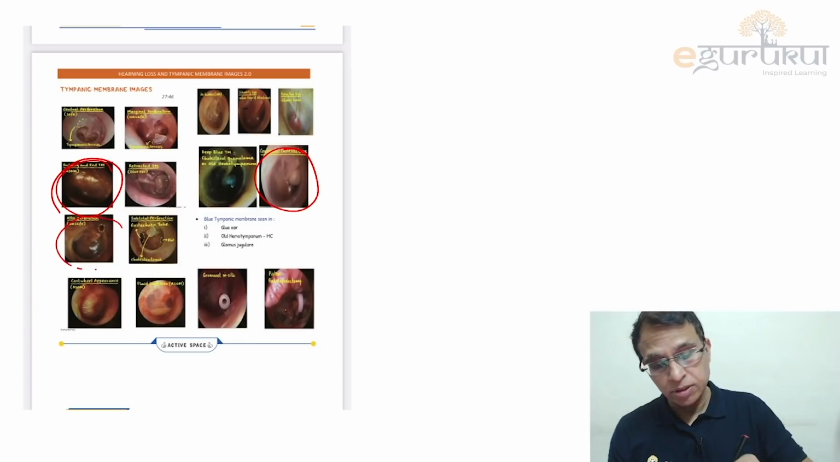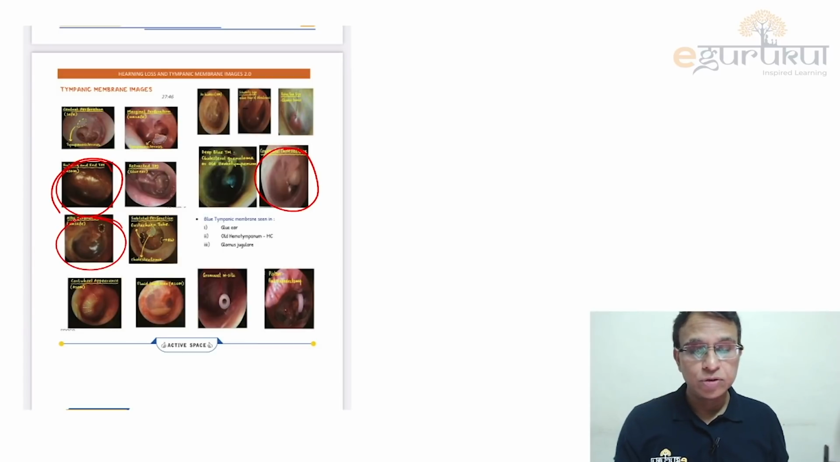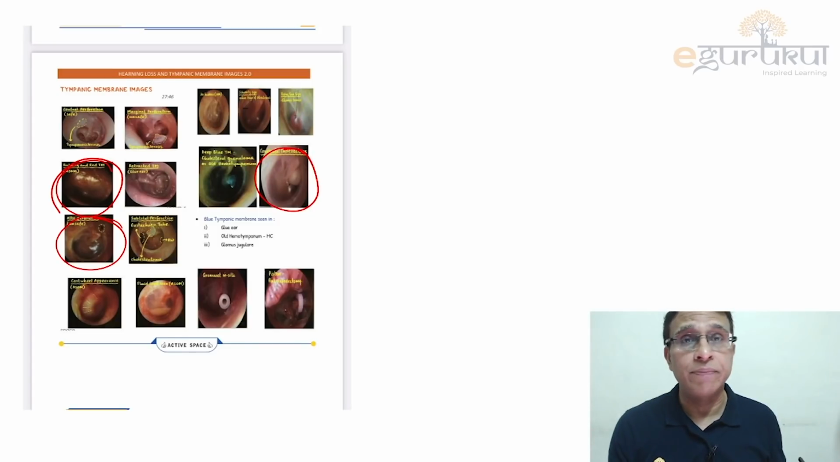Then this is like fluid in the middle ear. So many images of the tympanic membrane that you can see, and if you look at the app, there are almost 20 to 25 images of the tympanic membrane. It's a very important question. They can show you different images of the tympanic membrane and either ask a clinical-based question or just an image-based question. That's why the tympanic membrane is very, very important.